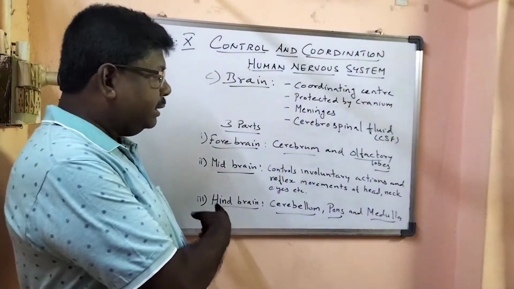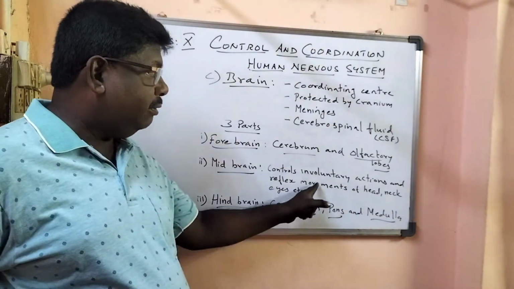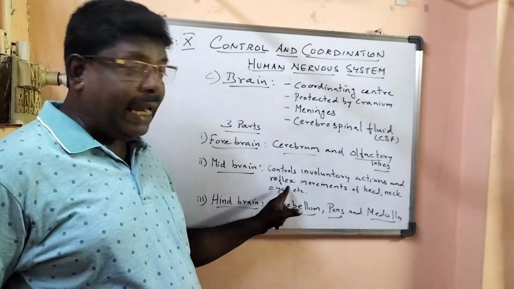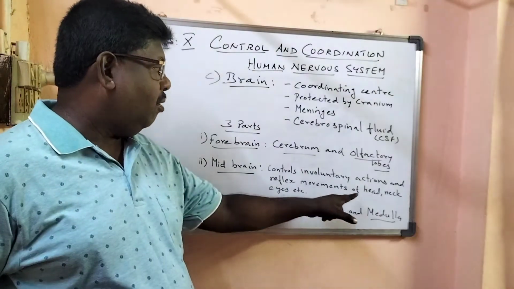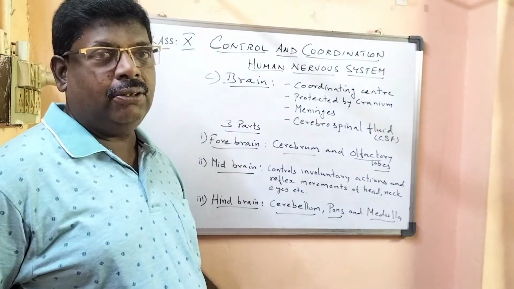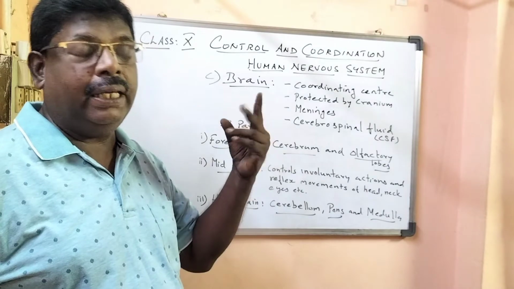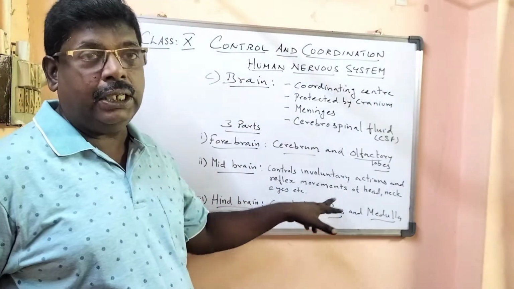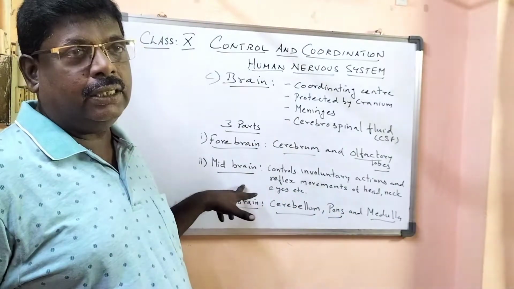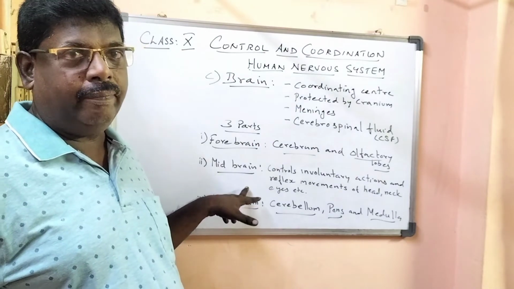Next, midbrain. Midbrain is concerned with involuntary actions and reflex movements of head, neck, and eyes. We turn the head this way and that, we blink our eyes. A lot of things happen involuntarily. That is the function of the midbrain.